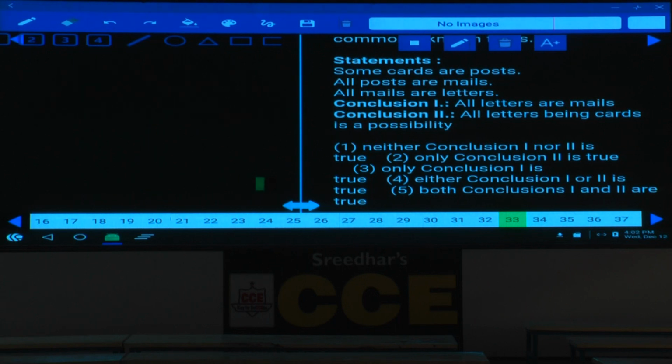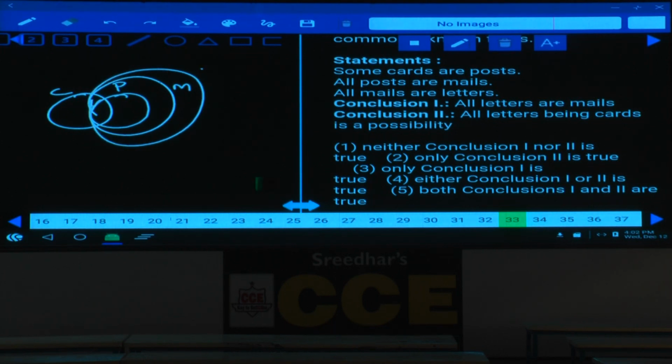Then question number 33. Some chords are posts, it can be written like this, chord and post. Next one, all posts are mails, and all mails are letters. Some chords are posts, all posts are mails, all mails are letters. All letters are mails, that is false. All mails are letters is true, all letters are mails is false. All letters being chords is a possibility, isn't it? All letters are chords. Now sir, I am writing my chord like this, isn't it?